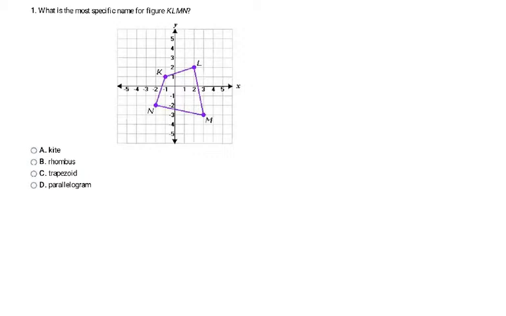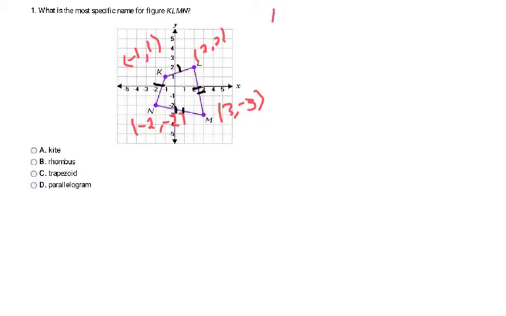We know that for a kite, these two sides are congruent and these two sides are congruent. So we'd want to find the coordinates and calculate the distance formula to see if those two pairs are actually congruent. The coordinates of L are 2, 2. The coordinates of M are 3, -3. The coordinates of N are -2, -2. And the coordinates of K are -1, 1.